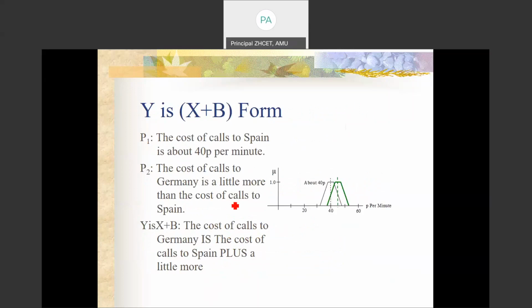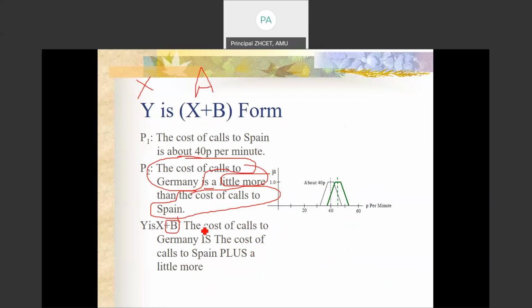Now let us come to Y is X plus B, which is essentially a variation of X is A. What does it mean? The cost of calls to Spain is about 40 pence per minute. There's another proposition which says the cost of calls to Germany is a little more than the cost of calls to Spain. So my Y is the cost of calls to Germany. This is X, the cost of calls to Spain, and "a little more than" is this B.